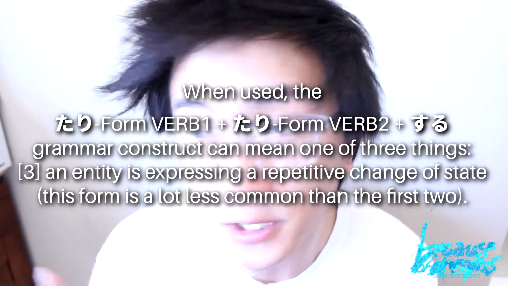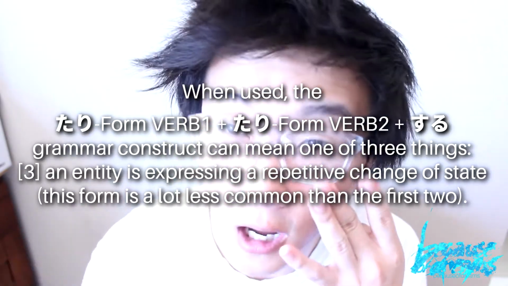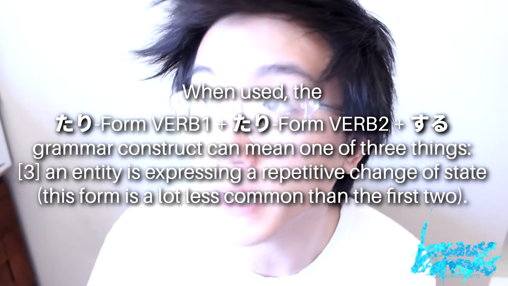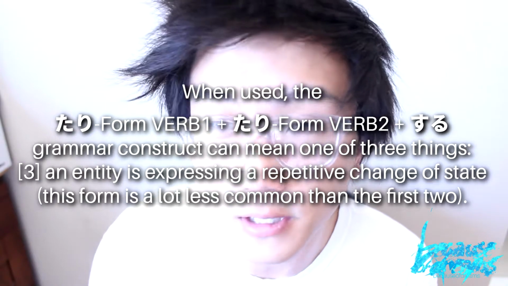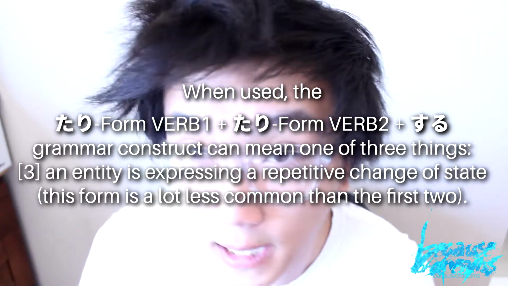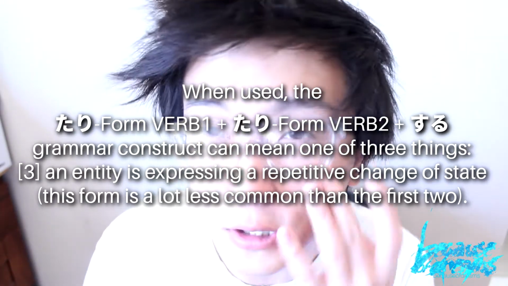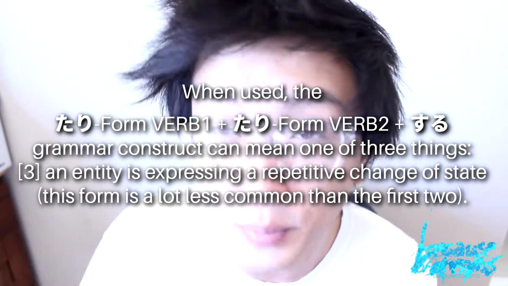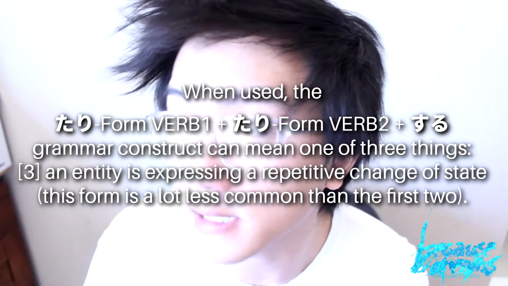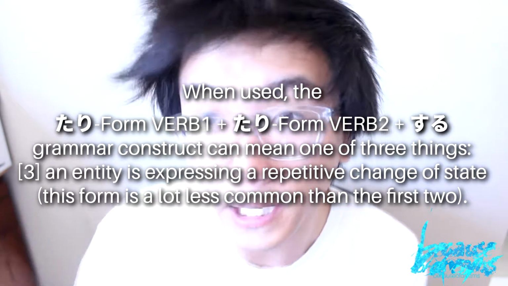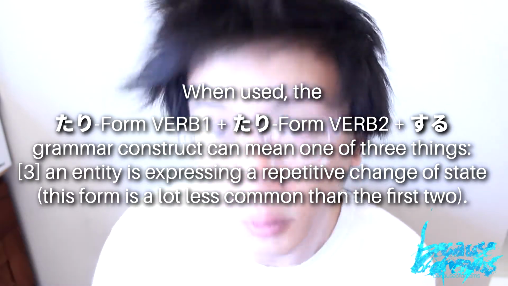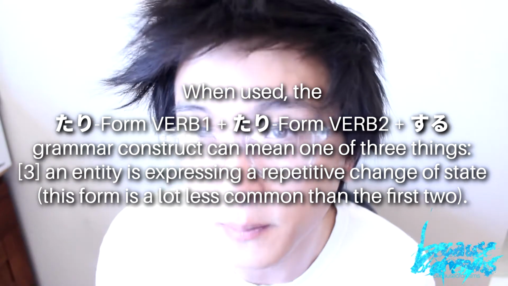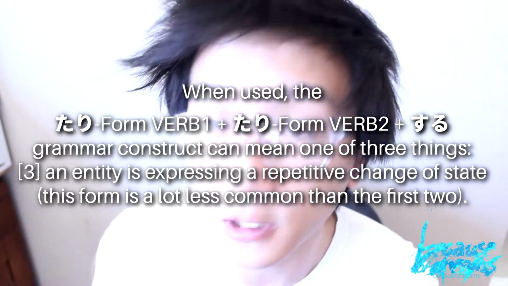Finally, for the third definition of tari, this is a much less common definition that is used, but basically this expresses that within a particular entity, there is a repetitive change of state. And this definition will have a lot less to do with the actions of people, but actual entities like, say, the rain, it's raining on and off, then that would express a repetitive state of change, so we would use tari for that. But again, this is the much less commonly used definition of the tari form.